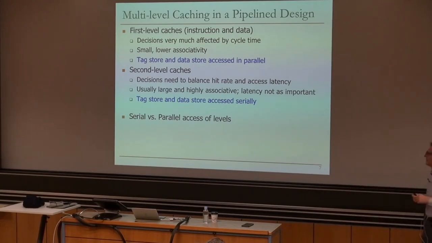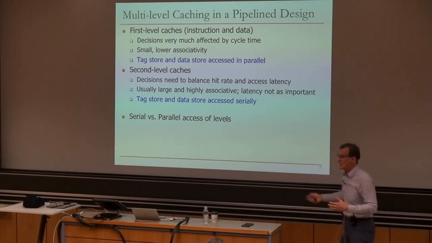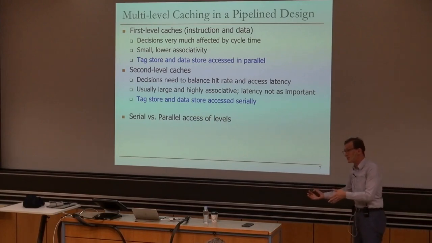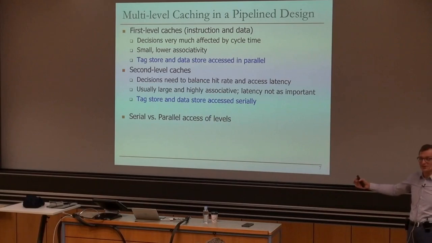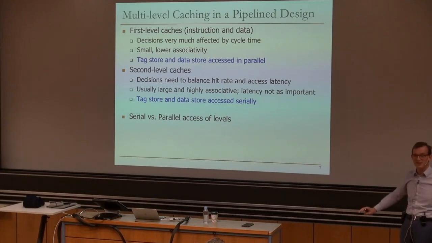Right? And if you have such a large cache, let's say a 32 megabyte cache, now it starts making sense to access tag store and data store serially. Why? Because latency is not as important, but power consumption is very important. If you have, let's say, a 64-way associative cache, you don't want to power up all of the 64 data ways and pick some of the data if you're going to miss in the cache, right?